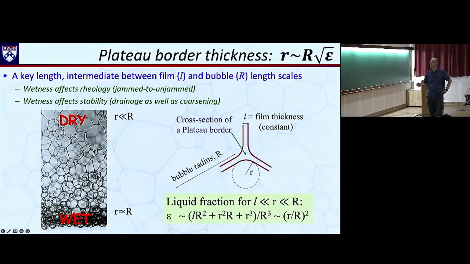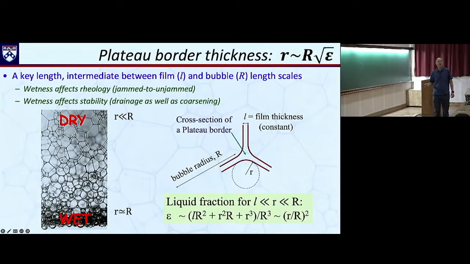Well, the plateau border has thickness r, and it's coming in and out of the page a distance capital R, the bubble size, right? The plateau borders have the same length scale as the bubbles. So we multiply that by R. So the volume of liquid in a plateau border has to scale like this. And the volume of liquid in a vertex has to scale like little r cubed. So those are the 3 terms.